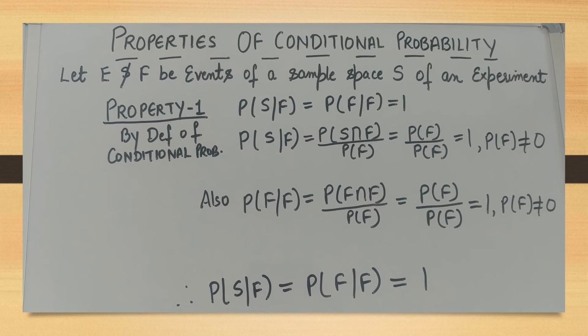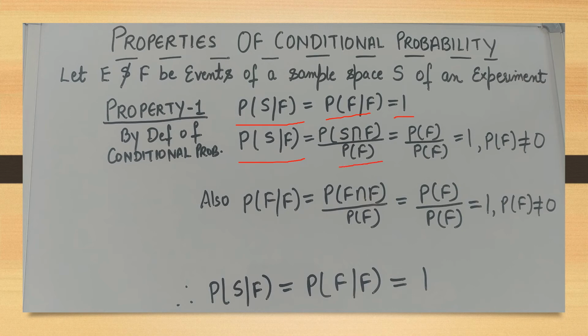Now let us see the properties of conditional probability. Let E and F be two events of a sample space S of an experiment. Then property number 1 says the probability of S under F is equal to the probability of F under F, and this is equal to 1. Now by the definition of conditional probability, the probability of S under F is the probability of S intersection F divided by the probability of F.